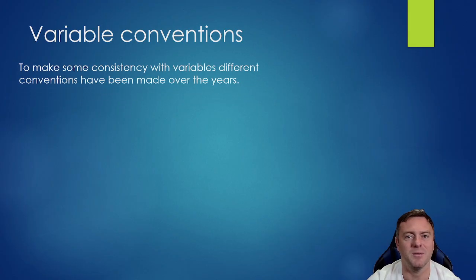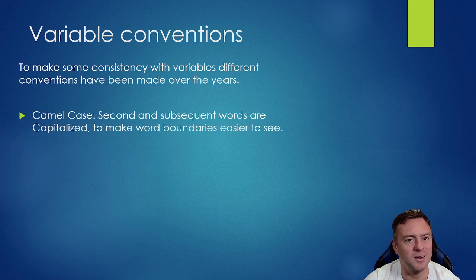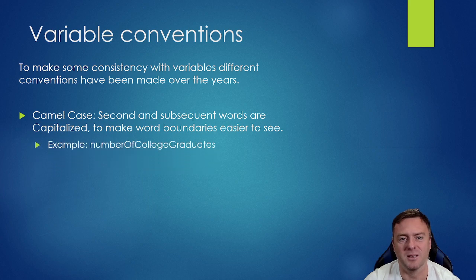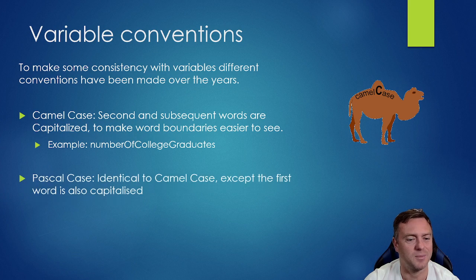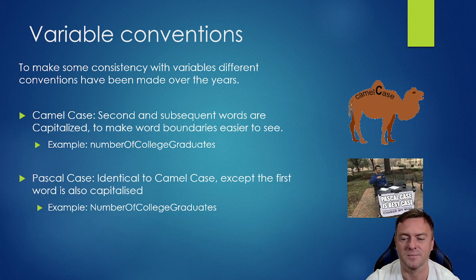So, variable naming conventions, and there's probably a lot of programmers out there arguing with me right now, and that's fine. We all have different opinions. The conventions that you can use: camel case, where the second and subsequent words are capitalized. It makes it clear where the word boundaries are. Like I said, it's like a hump in the camel's back. Pascal case is pretty much camel case, except the first word is also capitalized, right?